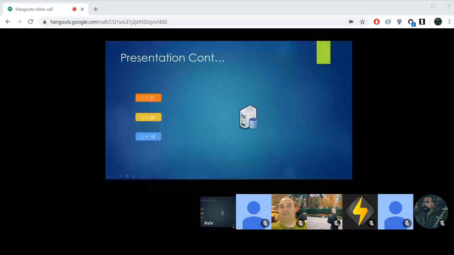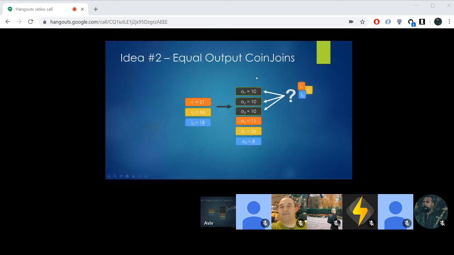Okay. So the result is that we get this. We have our participants, they have an equal output coin join. We don't know which output belongs to whom, although the change is perfectly linked almost every time. In some instances, the change isn't perfectly linked, but in almost every instance, the change is one-to-one perfectly linked.